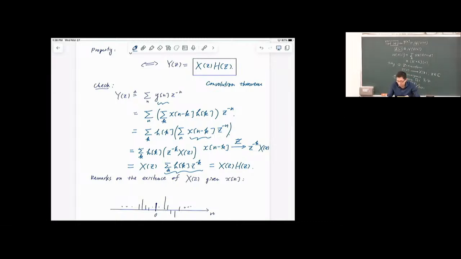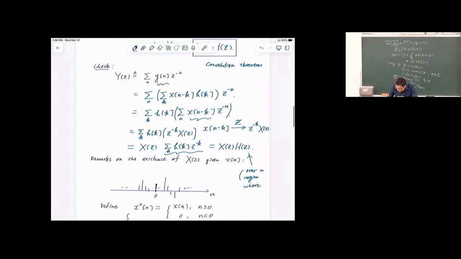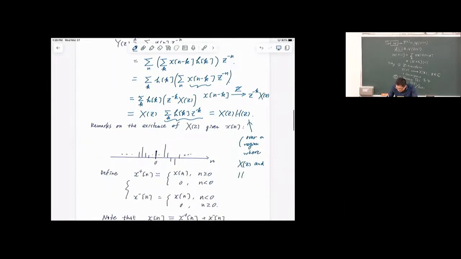Okay, so maybe we should add a remark. This equality holds over a region where both X of z and H of z exist. Then we can rigorously talk about equality. Otherwise, the equation does not make any sense. All right, so that's a remark I would like to suggest to you. Pay attention to the issue of convergence.